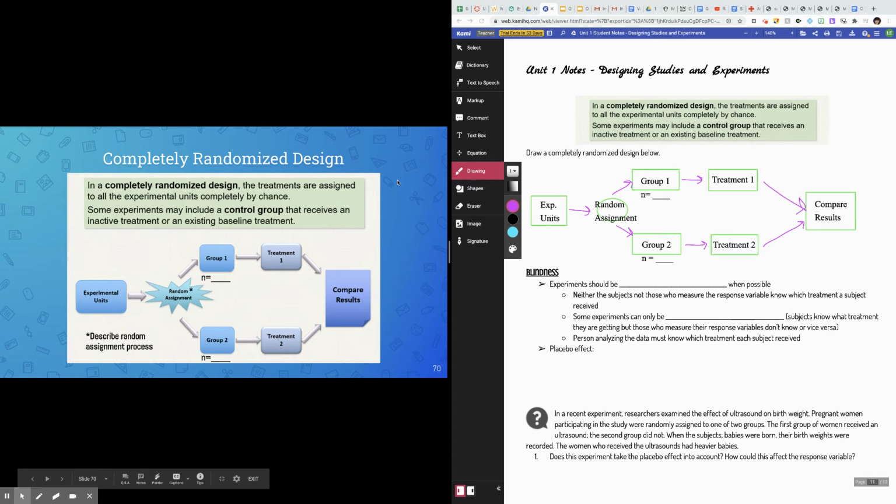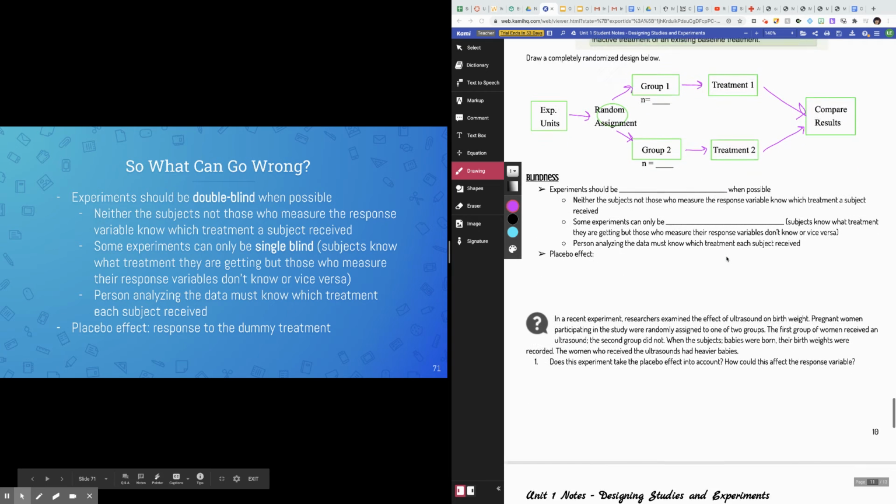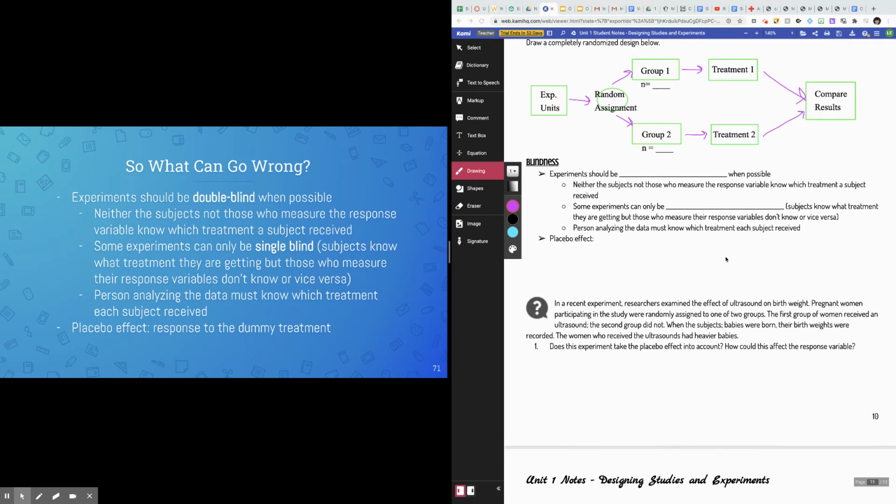All right? So let's talk about blindness. Okay, this is something that you may have heard before. You may have heard the term double blind before. Okay, but this is really where it matters and where it counts in statistics. So experiments should be double blind whenever possible. Okay, here's what I mean by that. What that means is neither the subjects, right, so the people receiving the treatments, nor those who measure the response variable know which treatment the subject received. Okay.